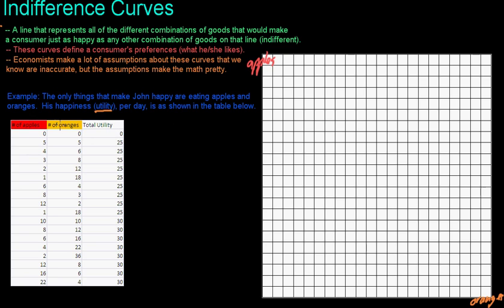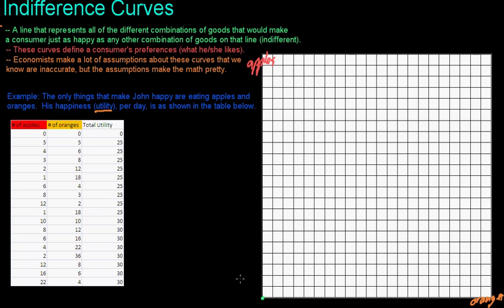So we have apples, oranges, and then his happiness. So if he eats 0 apples and 0 oranges, he has 0 happiness. He's as unhappy as possible. So we're just going to go ahead and put a point right here. This will be 0 apples and 0 oranges.